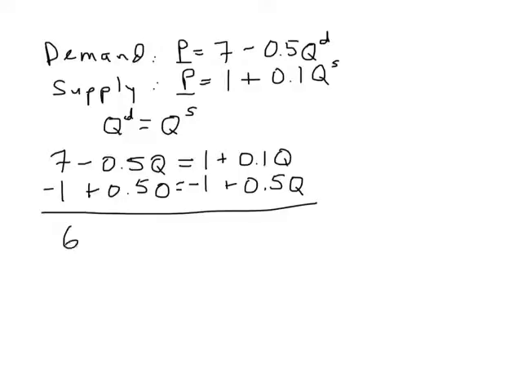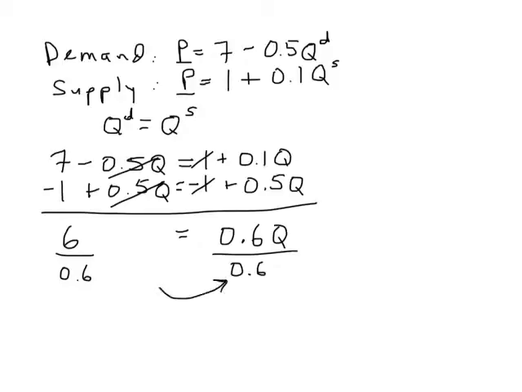And then the equal sign is still preserved because I did the same operation to both sides. So I get 6, these are gone, negative 0.5 Q plus positive 0.5 Q, that's 0. And then likewise 1 minus 1 is 0, those are gone. And I get 6 equals 0.6 Q. And I can then divide through by 0.6. And then I'm going to switch Q to the left because that's what we're used to doing. The quantity is equal to 10.